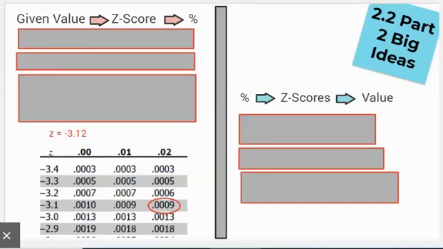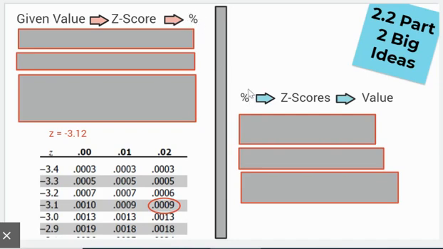Hey everyone, in this video we're going to be looking at the big ideas for part 2 of section 2.2. So in this particular section we really learned about two things. If we are given a value, we need to then change that value into a z-score, and then from that z-score we can use our table and find the percent or the area under the curve.